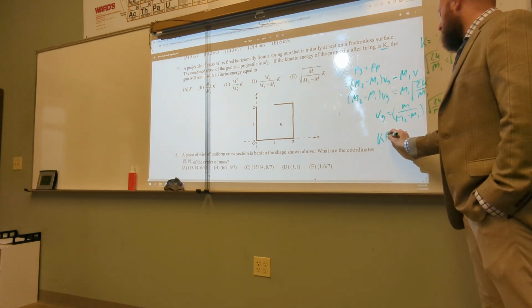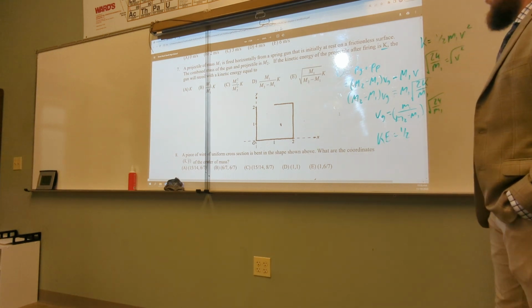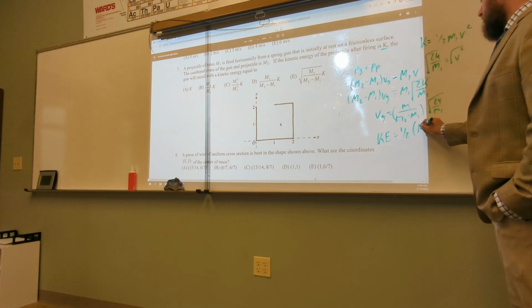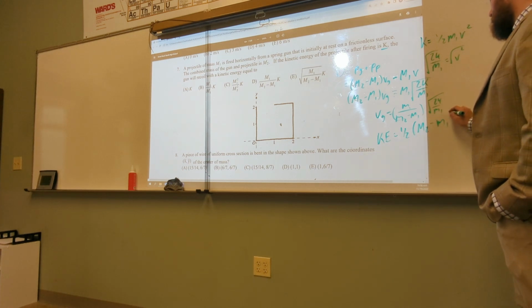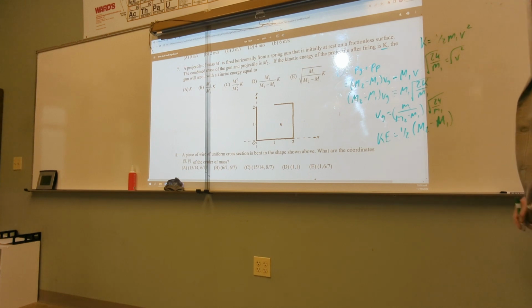So I have KE equals 1/2, and my m, remember, is m2 minus m1. And then I need to square this velocity. So I have m1 over m2 minus m1 times the root of 2k over m1, all squared. So I'll have something like this squared, and then my square root will go away, with everything being squared.